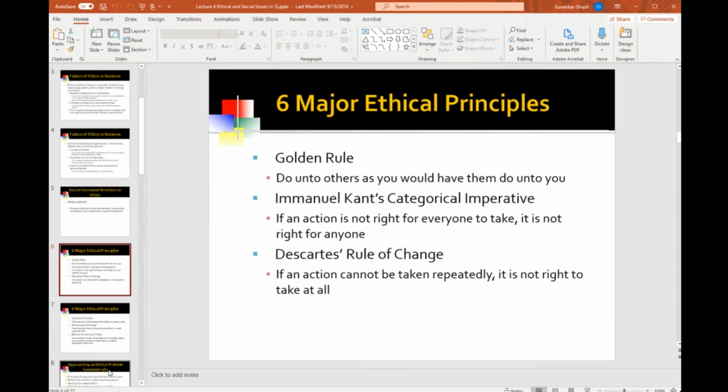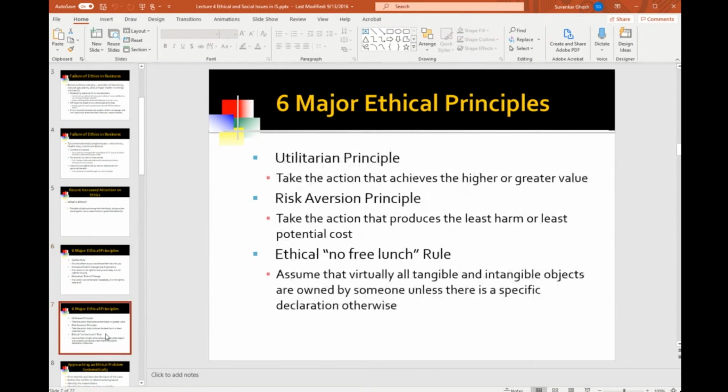So the Descartes rule of change is focused on yourself, but it's focused on your behavior being done repeatedly. And this too results in a negative outcome, ultimately. So all these three principles apply, and they're all saying to you, don't text and drive. Let's look at the others.